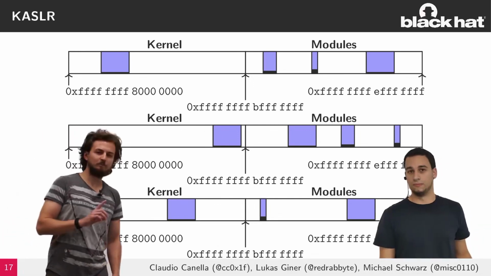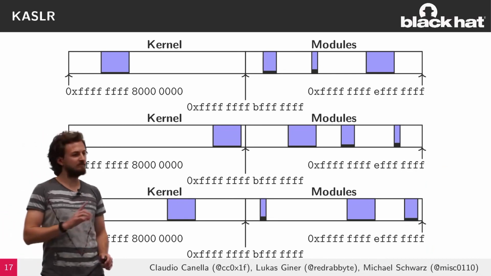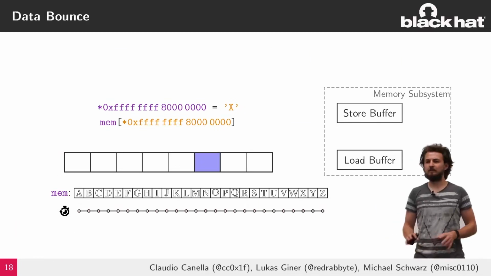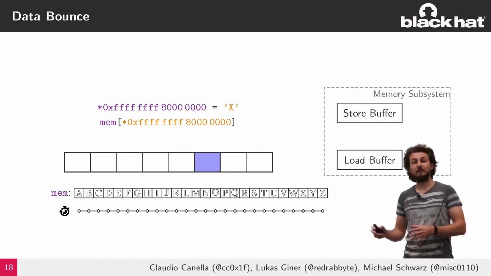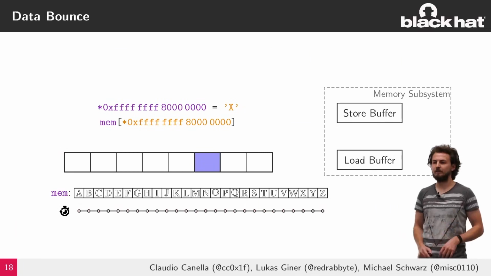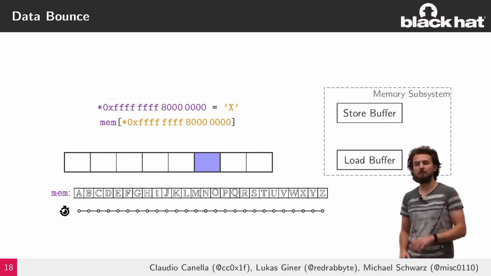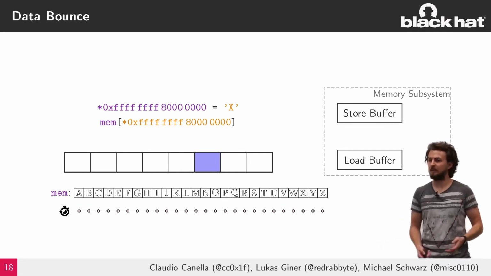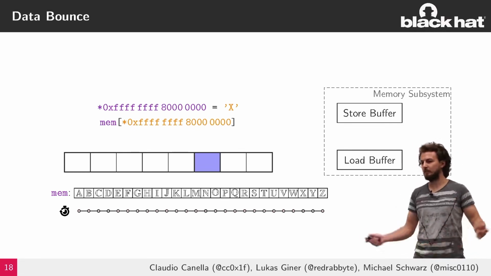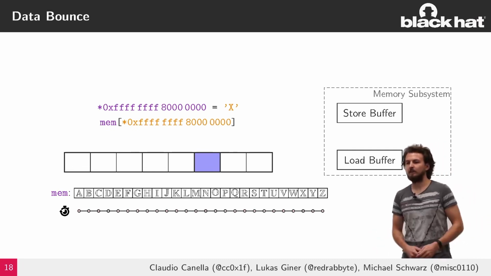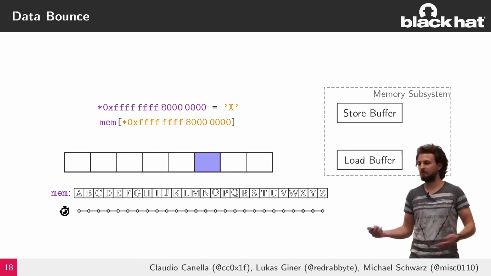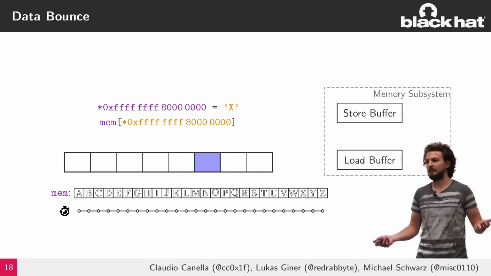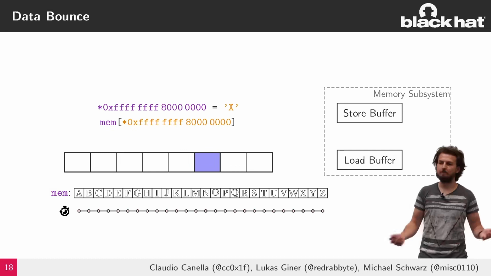Okay, but with this explanation, I think I know what attack you want to do. I think it's called Data Bounce. We can see here we have, again, a memory subsystem with the store buffer and the load buffer. We have a little bit of code, and the blue square here indicates the location of the kernel within memory. And mem here is just an array where we store data. And if we time this right now using the primitive that Lucas told us, then we just see the timing is always the same because we need to fetch it from DRAM, right?